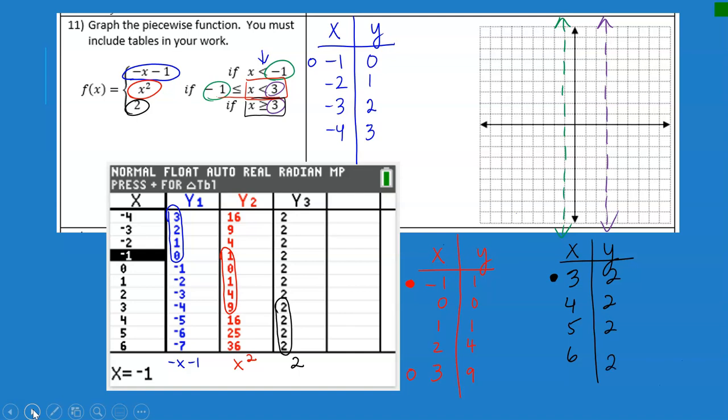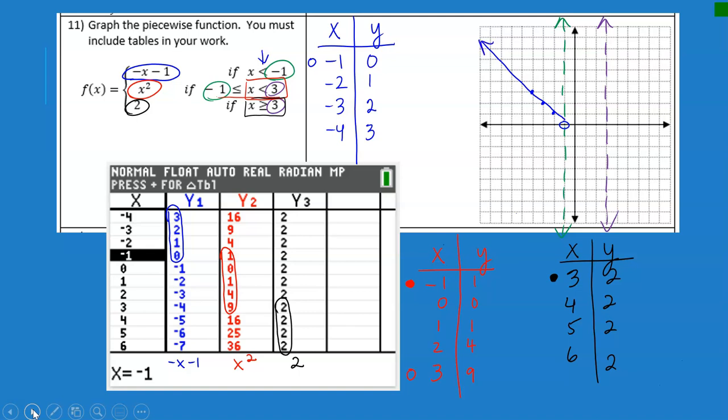So now we are actually ready to graph. So now I'm going to graph my points starting from my lowest x value. So I'm going to start at -4, 3. So 1, 2, 3, 4, 1, 2, 3. -3, 2. -2, 1, and then an open circle at -1, 0. So my first graph is a diagonal line, and it stops at that green line.